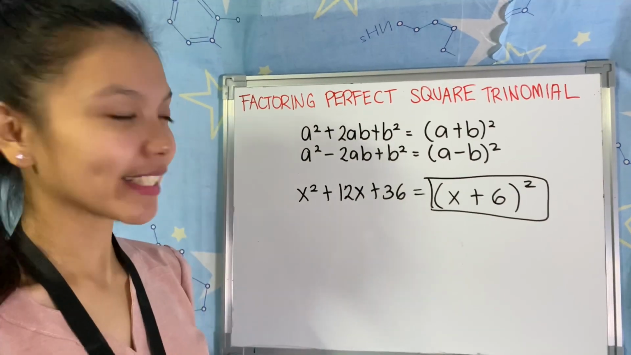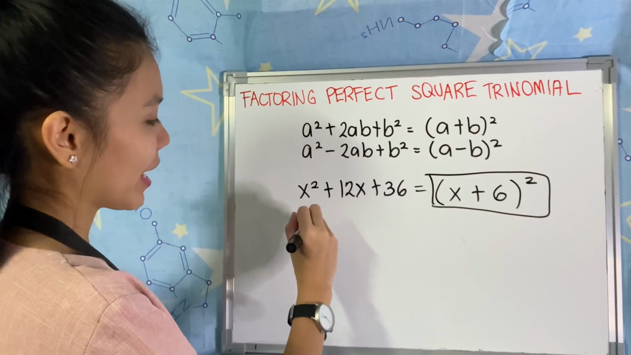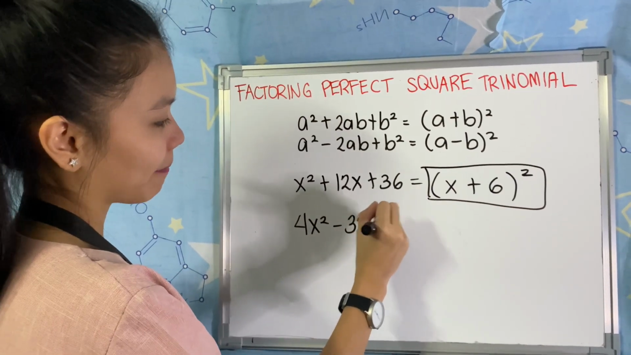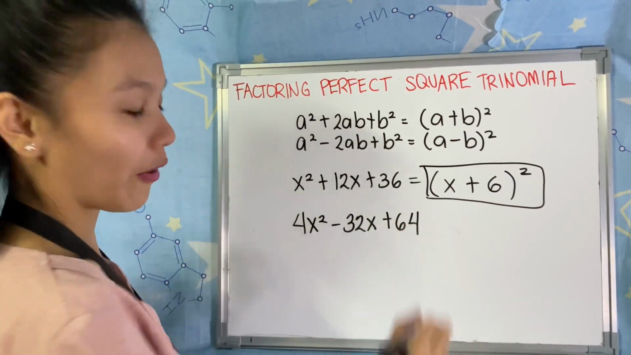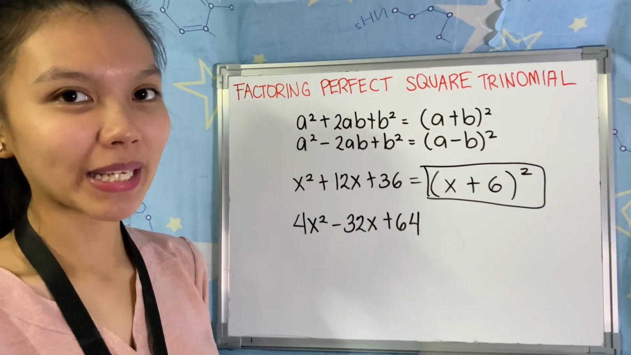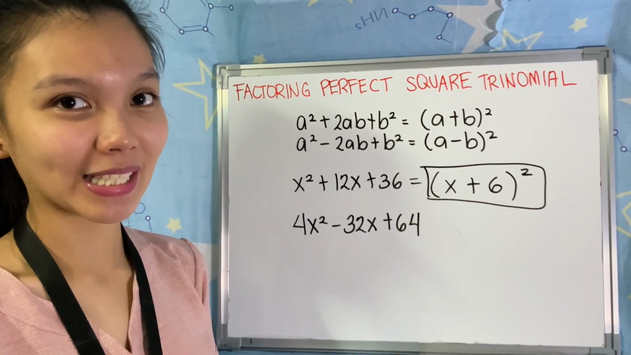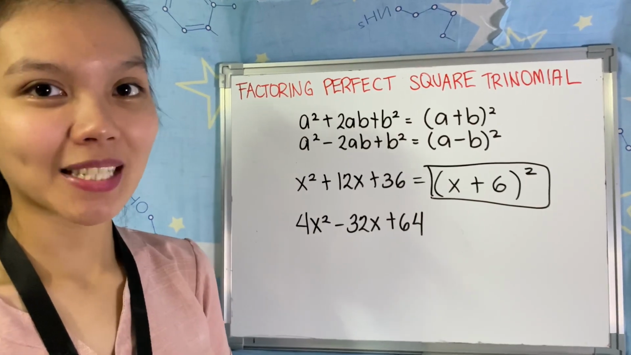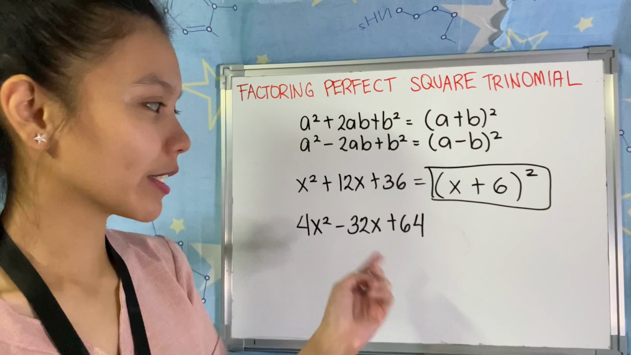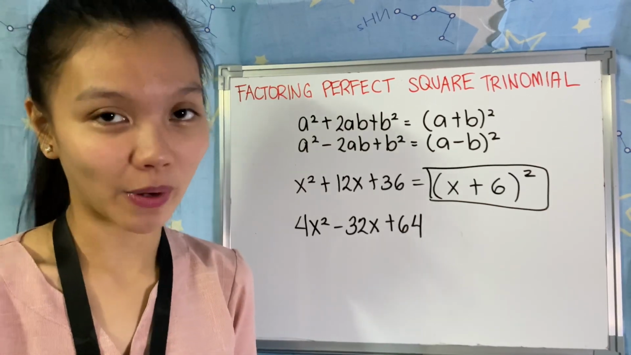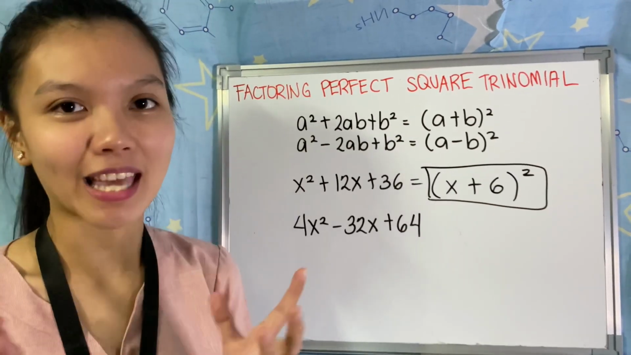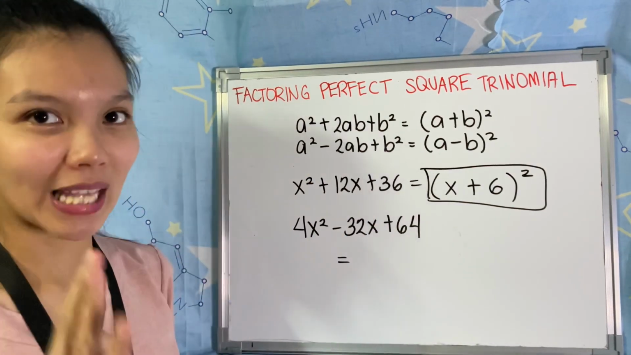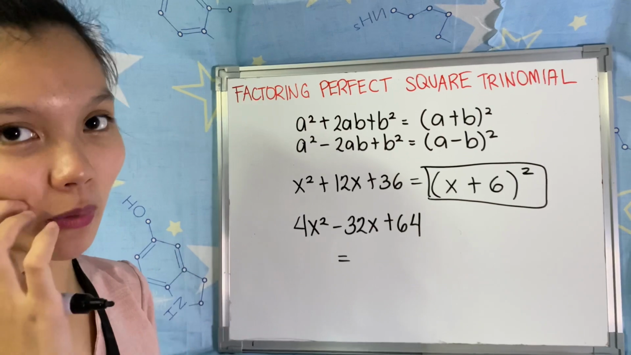So, for the next example, we have 4x squared minus 32x plus 64. I-check muna natin kung applicable ba si perfect square trinomial sa kanya. So, the first term is 4x squared and that is a perfect square. How about 64? Is it a perfect square? Yes, it is 8 squared. So, let's do the 3 steps to get the factor of our perfect square trinomial.